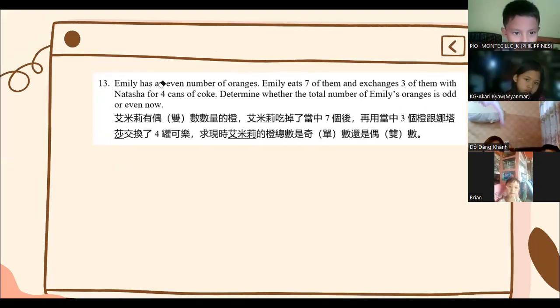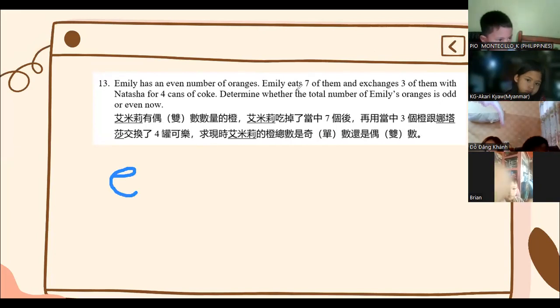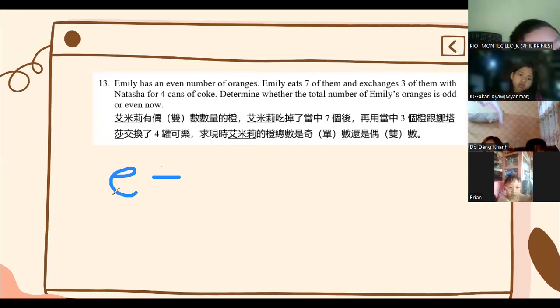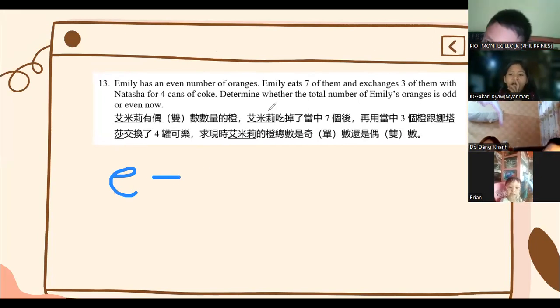Even number of oranges. So even, let's put it as E. Emily eats 7 of them. So when you are eating something, you are subtracting from the original number, right? Because it decreases. You got something, so meaning you subtract something. So that's why we are going to subtract.